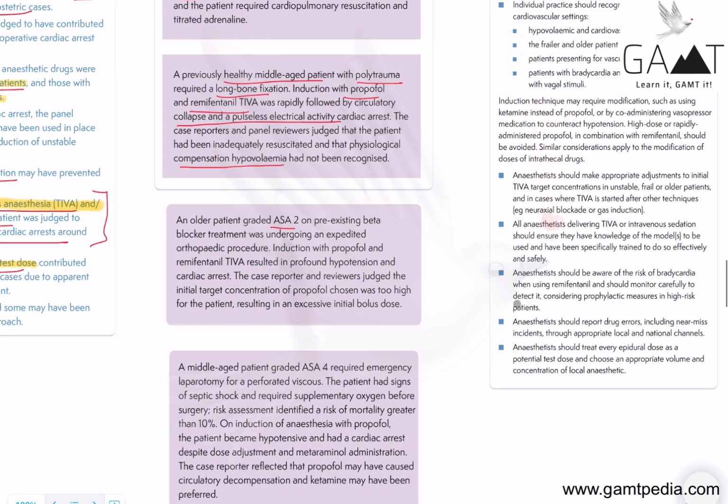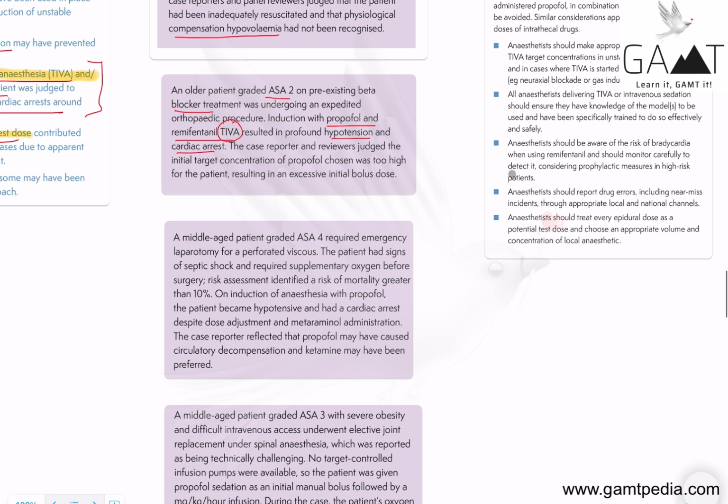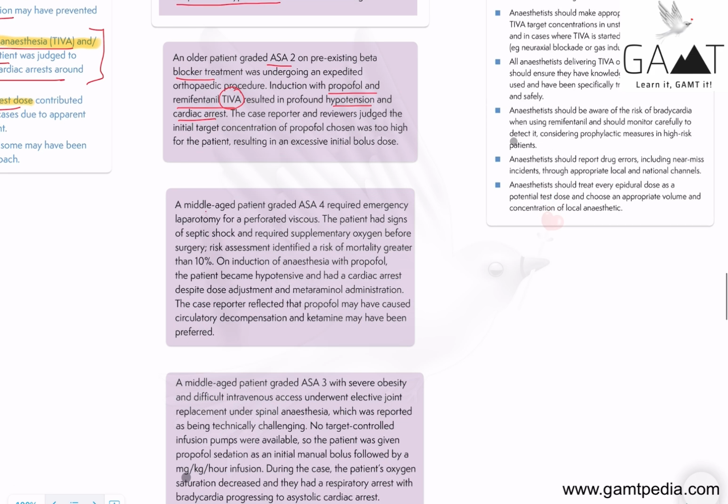An older patient, ASA 2, with pre-existing beta blocker treatment undergoing an elective orthopedic procedure. Induction with propofol and remifentanil TIVA caused profound hypotension, cardiac arrest. And again, the concentration of propofol chosen was very high, with a high initial bolus. Right? So it's very important to keep an eye on that. A middle-aged patient, ASA 4, requiring emergency laparotomy for perforated viscus. Septic shock, requiring supplemental oxygen before surgery, risk of mortality greater than 10%. Induction with propofol, the patient became hypotensive and had a cardiac arrest. Despite dose adjustment, the case was felt to have had circulatory compromise, and ketamine might have been preferred. Again, I'm not so sure about that. Whether ketamine is going to make a difference, I don't know.